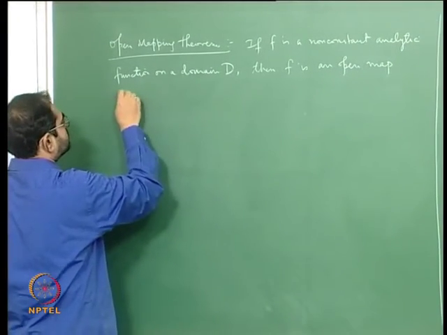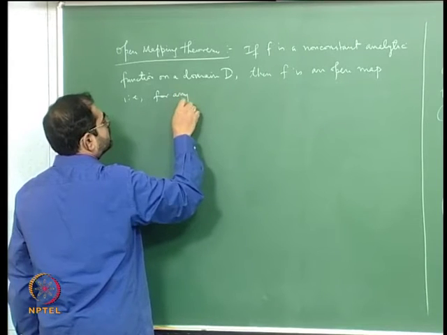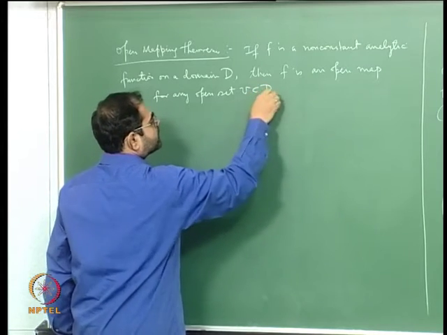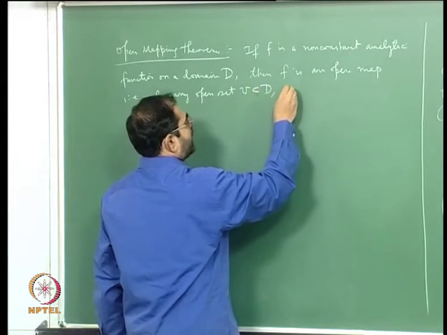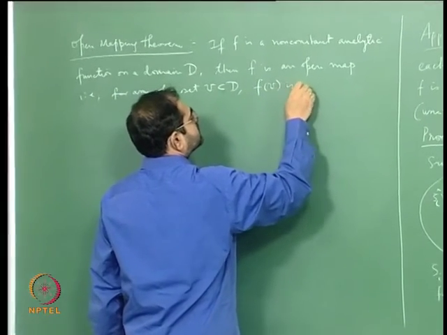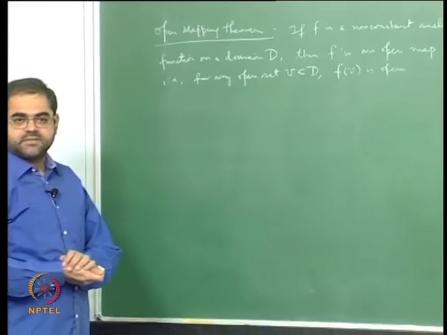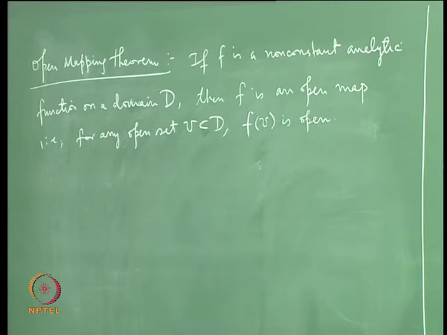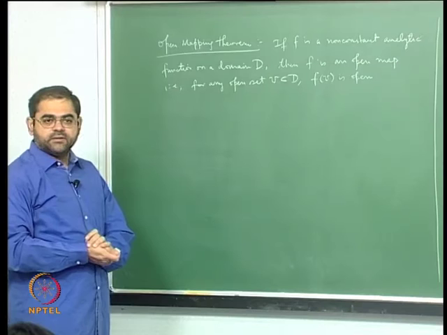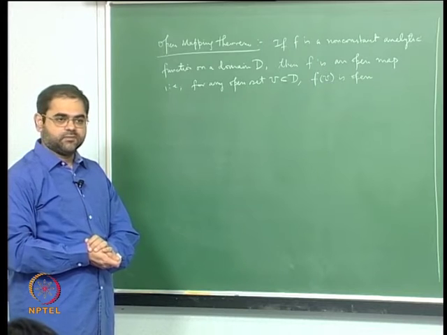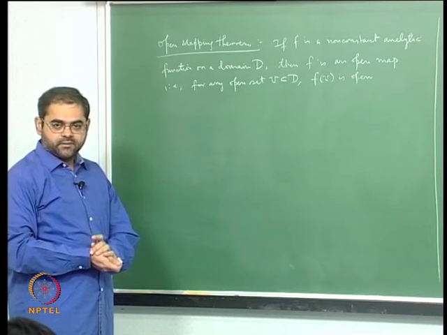That is, for any open set U in D, f of U is open. So this is the open mapping theorem. It says that if you take the image of an open set under a non-constant analytic function, you will again get an open set. This is a very deep theorem because you cannot find any counterpart for this in, for example, functions of one real variable.